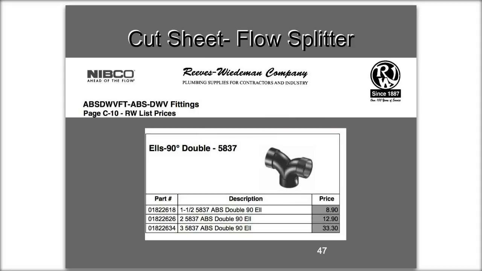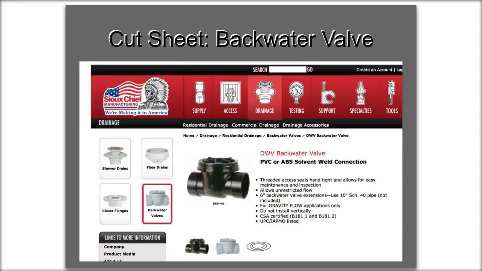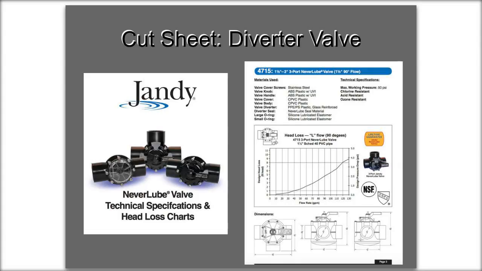Usually the manufacturer will have a PDF that you can download about any product, or it will just be on the web page of where you would purchase it. So it's showing the material, the size, basic info about it. So here's one about the flow splitter. Here's one about the backwater valve that prevents sewage from flowing. If there's a clog down the line, it prevents it from backing up and then potentially getting into your graywater system. Here's one for a diverter valve.